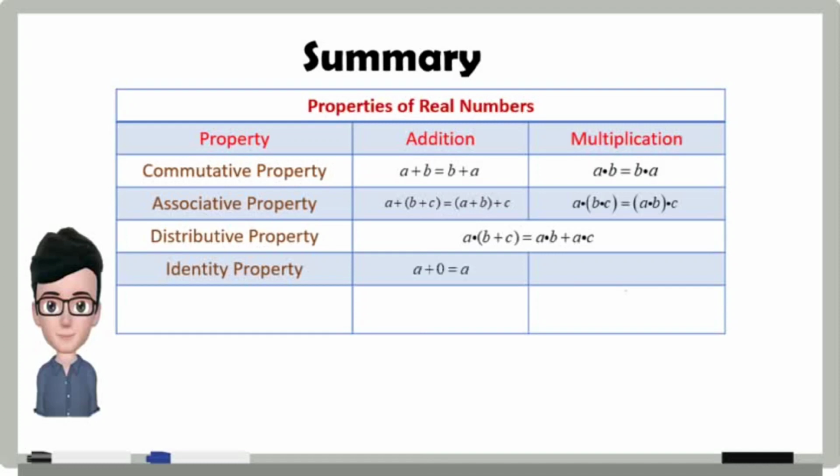Identity property, very simple. Kapag nag-add ka ng 0, the answer will not change or the answer is equal to the number itself. Pag nag-multiply ka ng 1, it will not change the number. For inverse property, so maraming nalito sa identity at saka inverse property. Kapag identity property, yung number hindi nagbabago. On the other hand, kapag inverse property naman, kapag inadd mo yung additive inverse, the answer will be 0. Or, kapag minultiply mo yung reciprocal, the answer will be 1.